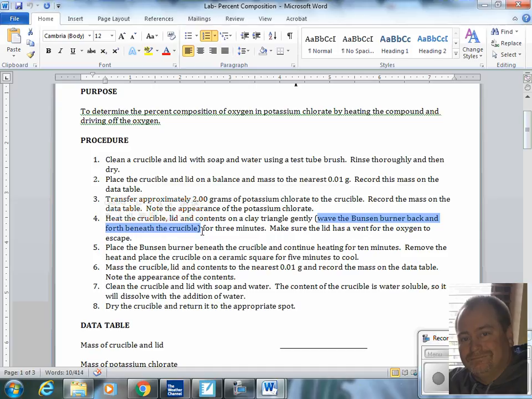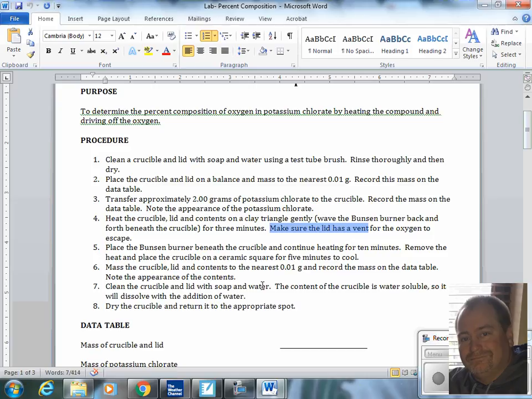Okay? Once again, in order for the oxygen to escape, we need to make sure that we vent the lid. Remember, a hot crucible and a cold crucible look the same. That same statement is true for a hot crucible lid and a cold crucible lid. If that lid falls off, don't try to catch it.